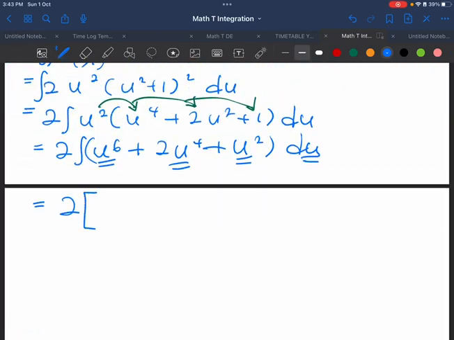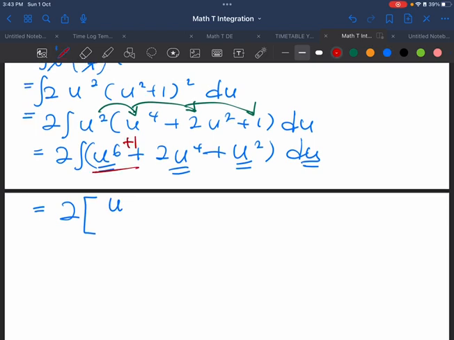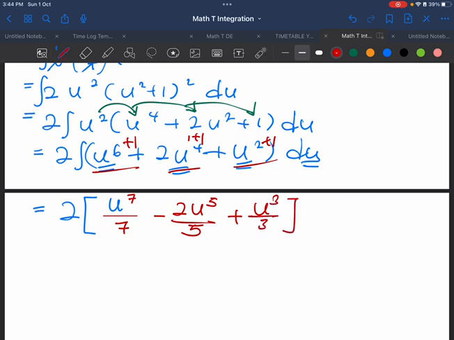We make a big bracket, and here is u with the power increased by 1, and divide by the new power. You can see there is no constant and no linear function here, so we just apply formula 1. So now, u to the power of 7 divided by 7, minus 2u to the power of 5 divided by the new power 5, and plus u cubed divided by the new power 3. Don't forget to add a plus c at the end of the answer, since it's an indefinite integral, with no limits mentioned for this integration.